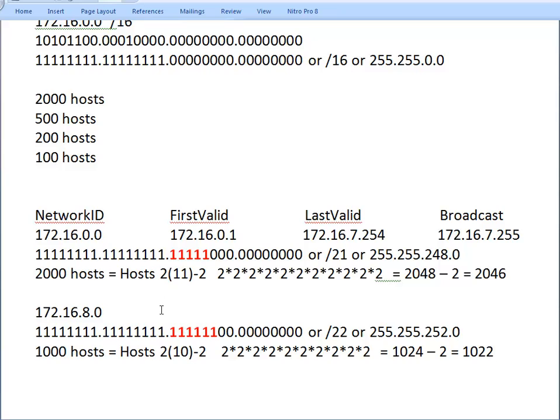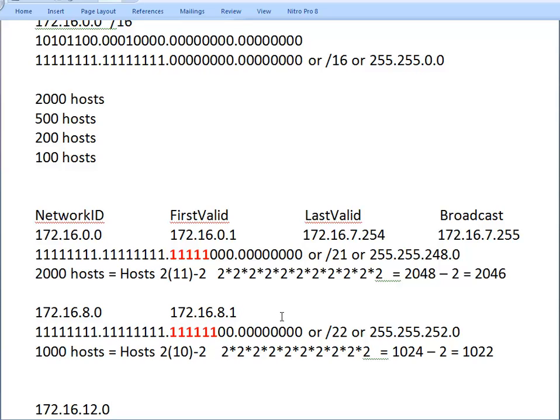So the first valid for the second network is going to be 172.16.8.1. To find the last valid and the broadcast, it's better if you find the next network ID. Now the next network ID is going to be, we have to look where the zeros and ones are separated. They are separated on the third octet, and this bit here on the third octet is representing 4. So we have to increment by 4 on the third octet. So this will be 12.0.